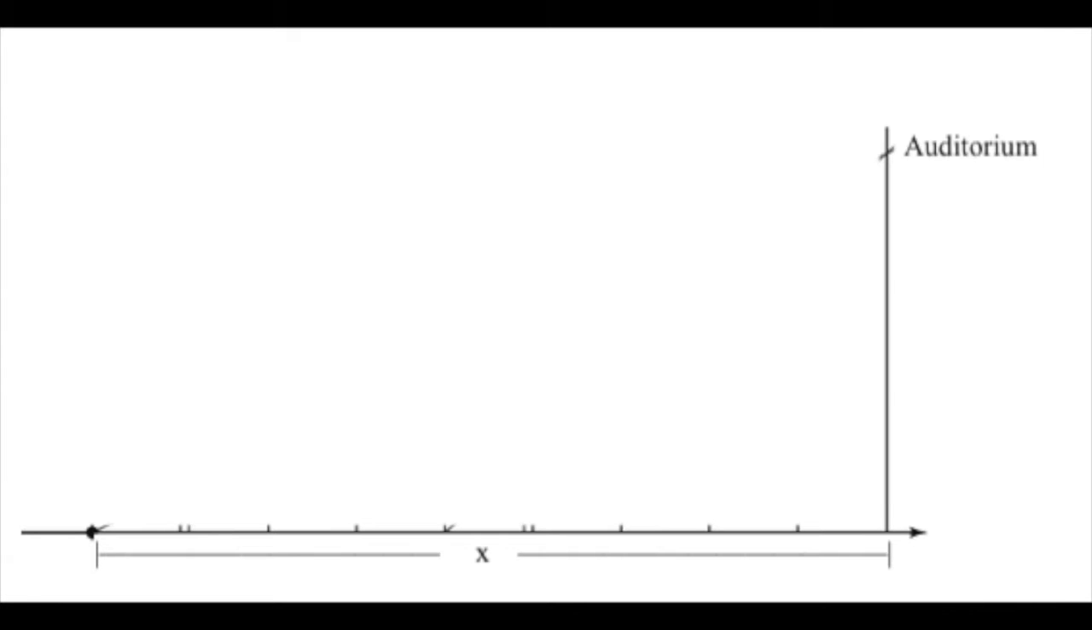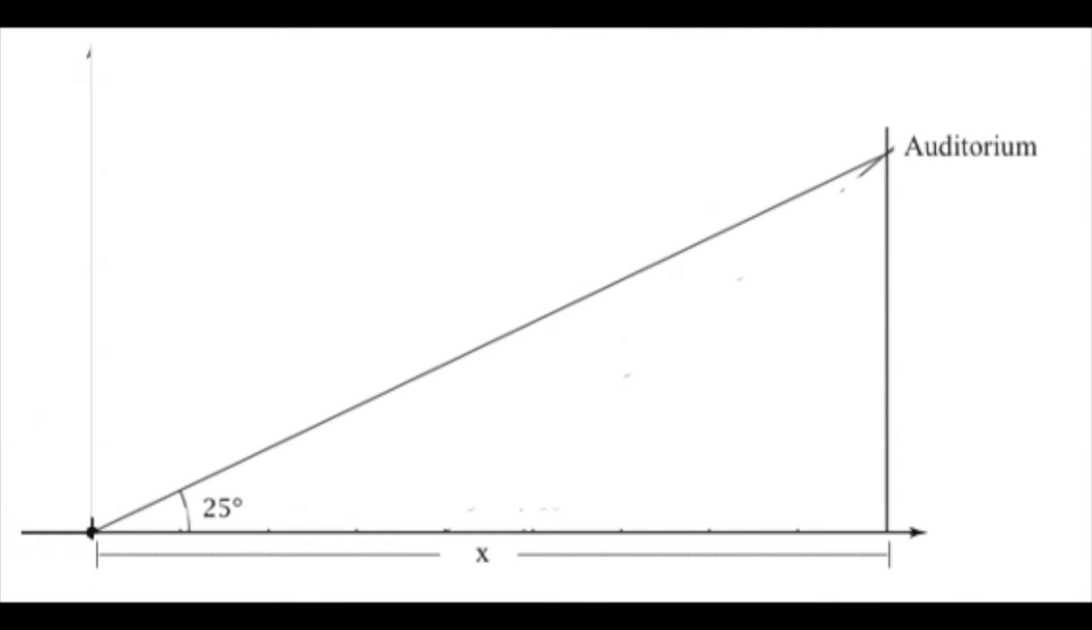For the parking lot problem, the first thing you have to be able to do is draw the picture. And the picture should be pretty straightforward. The story that goes with the picture is that you are standing, I don't know how many feet away from the auditorium. And so that many feet we're going to call X. And then we look up and we see the top of the auditorium at an angle of 25 degrees.